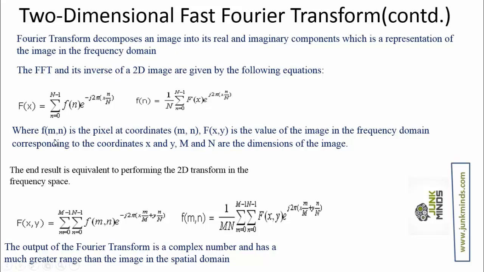Here f of m, n is the pixel at coordinates m, n. F of x, y is the value of the image in the frequency domain corresponding to the coordinates x and y, and m and n are the dimensions of the image. The end result is equivalent to performing the 2D transform in the frequency space. So this is how you calculate the end result, and the formula on the right is used to calculate the inverse of it. The output of the Fourier transform is a complex number, and it has a much greater range than the image in the spatial domain.